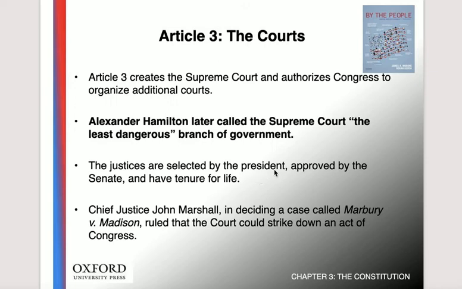The justices are selected by the president, approved by the Senate, and have a tenure for life. Unless they die, get sick, or resign, they have that job for life. So we'll talk about whether that's a good move or not.